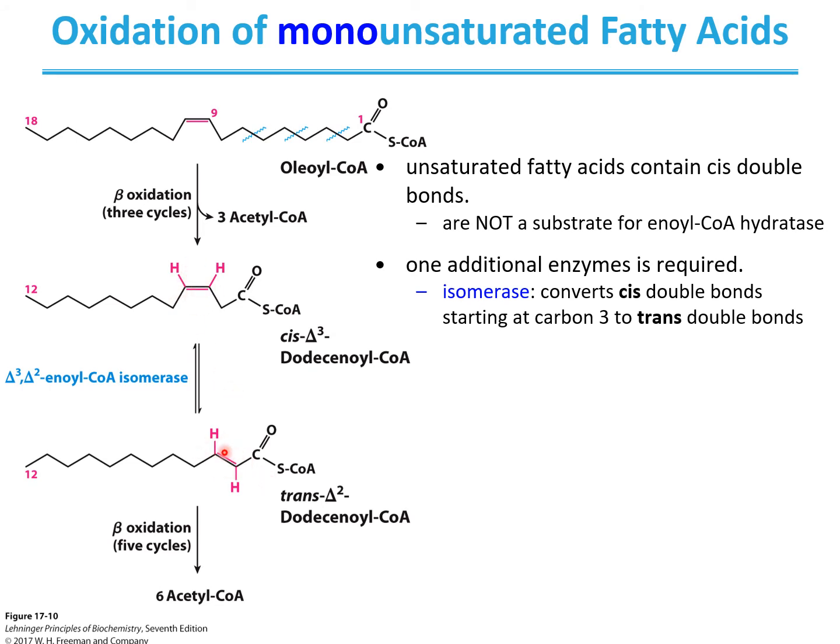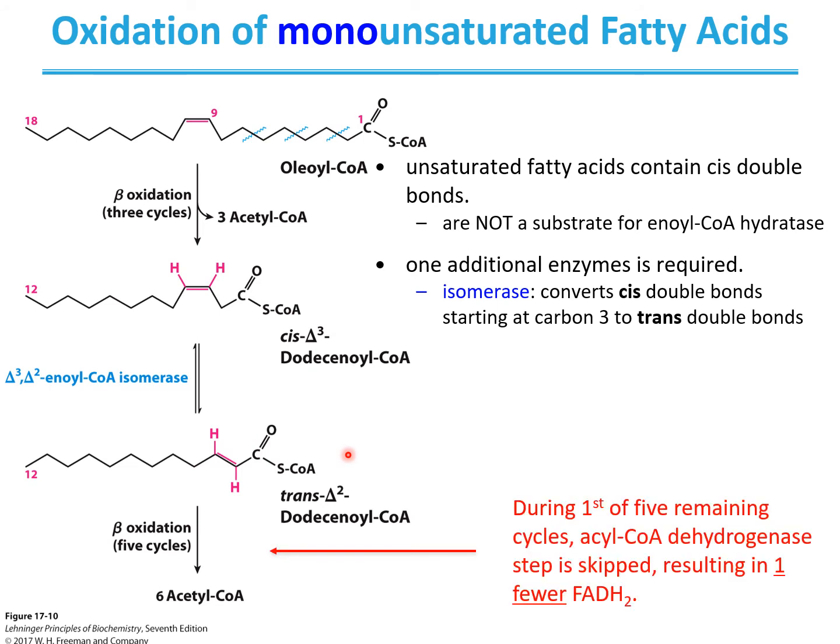That means that we can continue at step number 2 directly for the release of the next 2 carbons here. This means that we have skipped step number 1 of the 4 steps, but instead have used this reaction to isomerize the double bond. This also means that since we have skipped the first step, we have one less FADH2 made for a monounsaturated fatty acid.